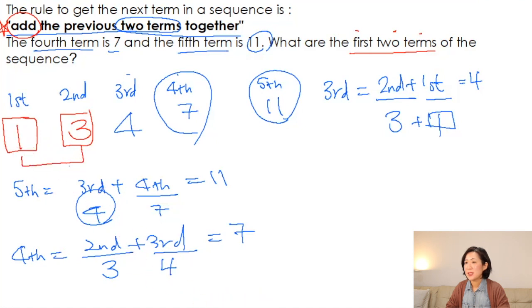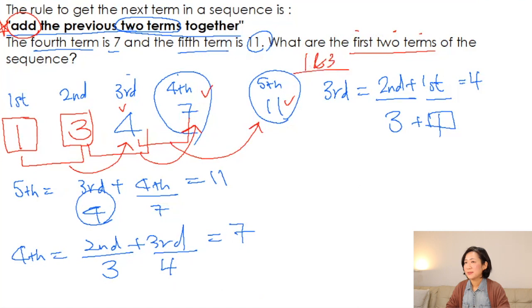So let's double check. 1 added to 3 makes 4, right? And then 3 added to 4 makes 7, and 4 added to 7 makes 11. This is the pattern. You can write 1 and 3 is the answer.